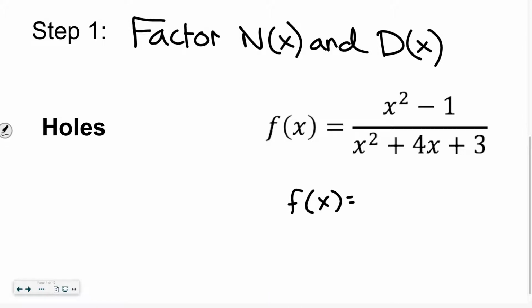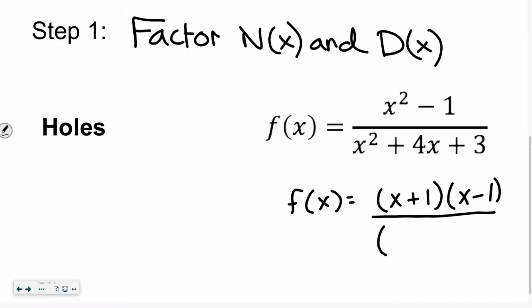Okay, Ryan, did you guys factor the numerator? Yeah, you got x plus 1, x minus 1. Excellent. That's a difference of perfect squares, so make sure you're on the lookout for that. Grace, did you guys factor the denominator? We got x plus 3 and x plus 1. Excellent. Okay, so we've taken care of step 1, which is factor everything.